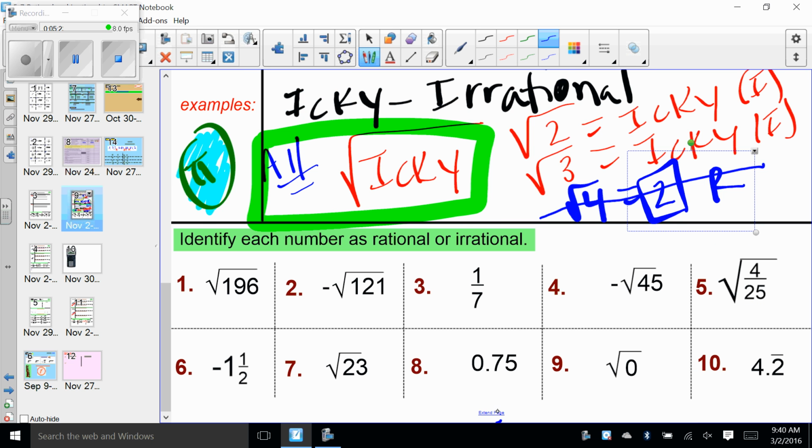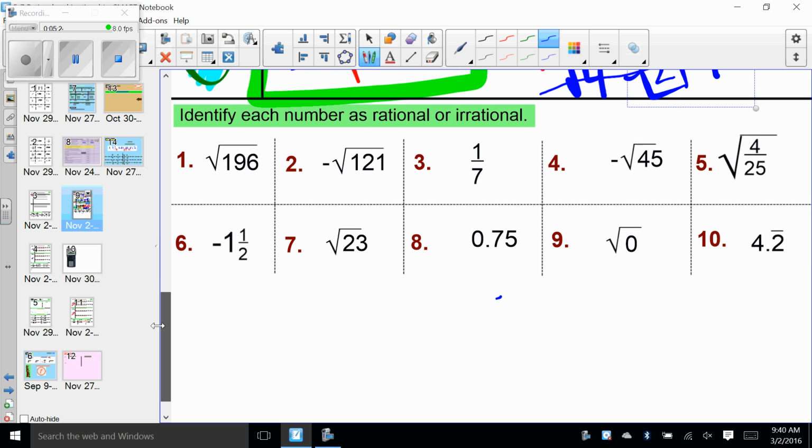Okay, down below then. We're going to identify these simply as rational or irrational. One thing you can do is use your calculator and look to see, is it a nice decimal or is it an icky decimal? But when you take the square root of 196, you get 13. So that's rational.